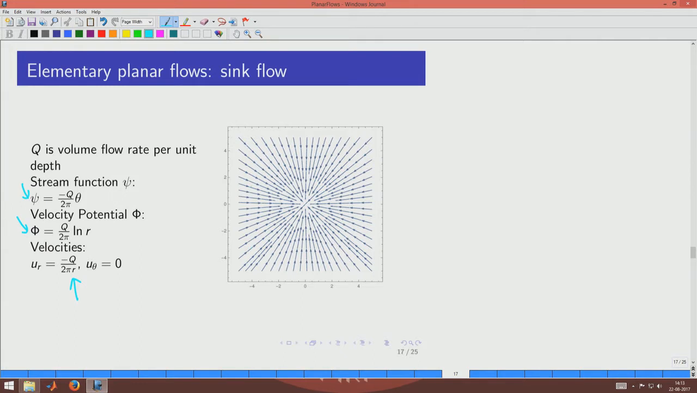The way we plotted here, it is not evident, but the magnitude of these vectors should die down as 1 by r when you go from the center to a distance away from the center.